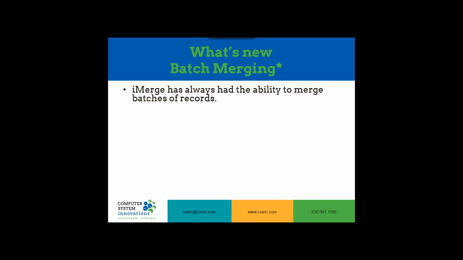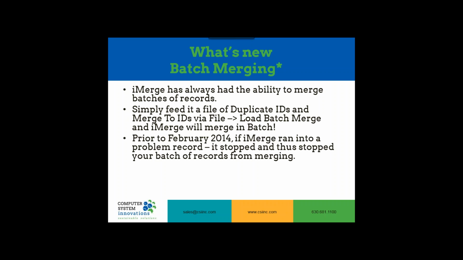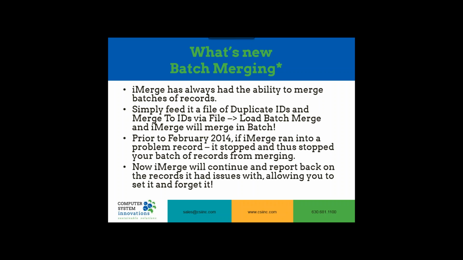Batch merging. We've always had this ability. It's been very powerful. We've had customers creating their own list of duplicates outside of IMUS and iMerge for years. And basically, iMerge can take that list and just go to town on it. You've just got to make a file that has your duplicate IDs and the ID you want to merge it to. In iMerge, you go to Load Batch Merge, and iMerge is going to go to town. As I mentioned, prior to February 2014, if it ran into an issue, it stopped. That was disappointing when you came in the morning and your batch merge was no longer running. So it will keep going, and it will report to you on what records it couldn't merge. And those are going to be records that have duplicate event registrations, duplicate subscriptions, things like that. So it's going to give you a list and say, hey, thanks, I've merged these 23 records, but 2 of them couldn't be merged.